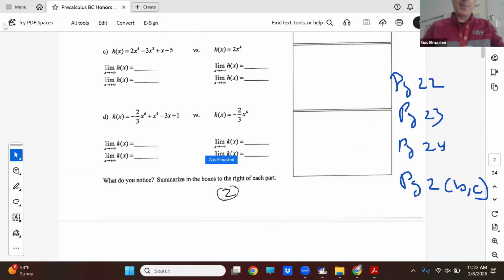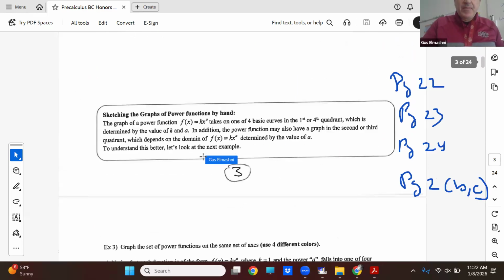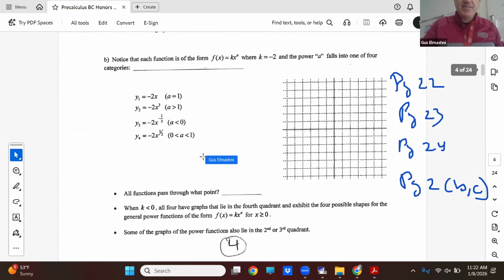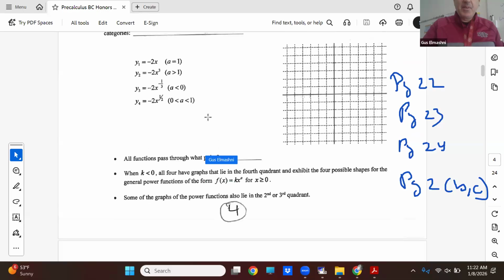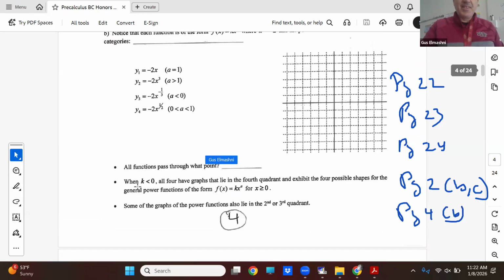Sure, why not? Of course I will. Okay. Page 4, part B. Is it really your birthday? Oh, happy birthday. How old are you now? 17. Nice. Congratulations.